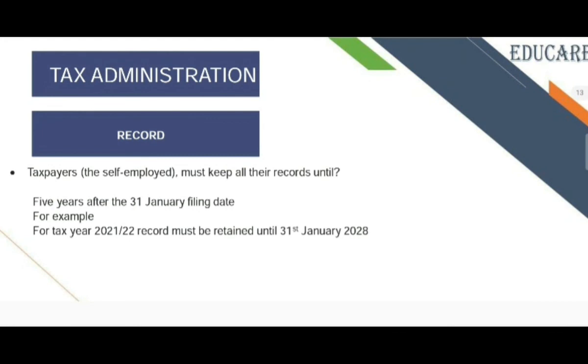Now about records. The self-employed person must keep all their records for a period of 5 years after the 31st January filing date. For example, for the tax year 21-22, records must be retained until 31st January 28, because for the tax year 21-22, the filing date would be 31st January 23, and the 5-year period takes you to 31st January 28.